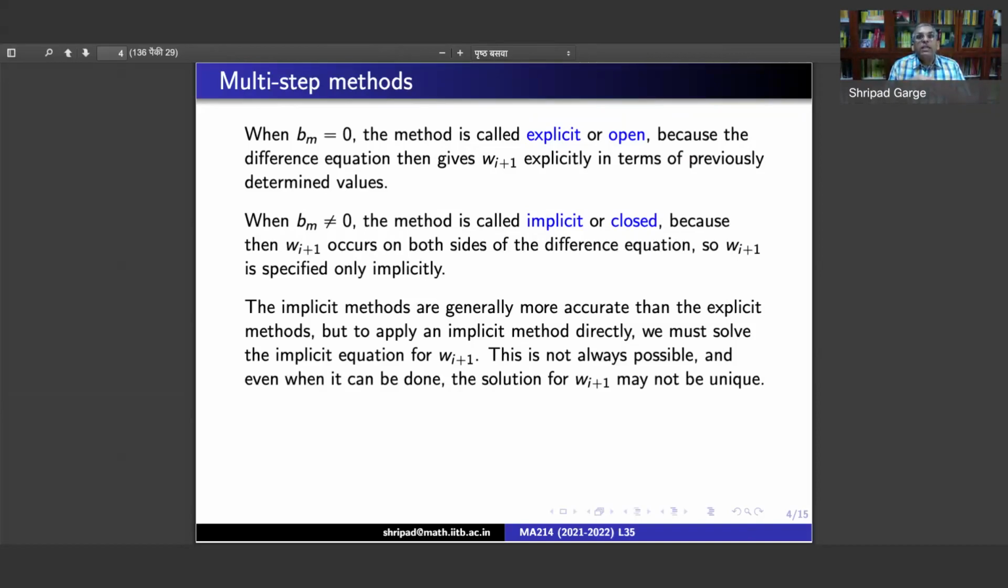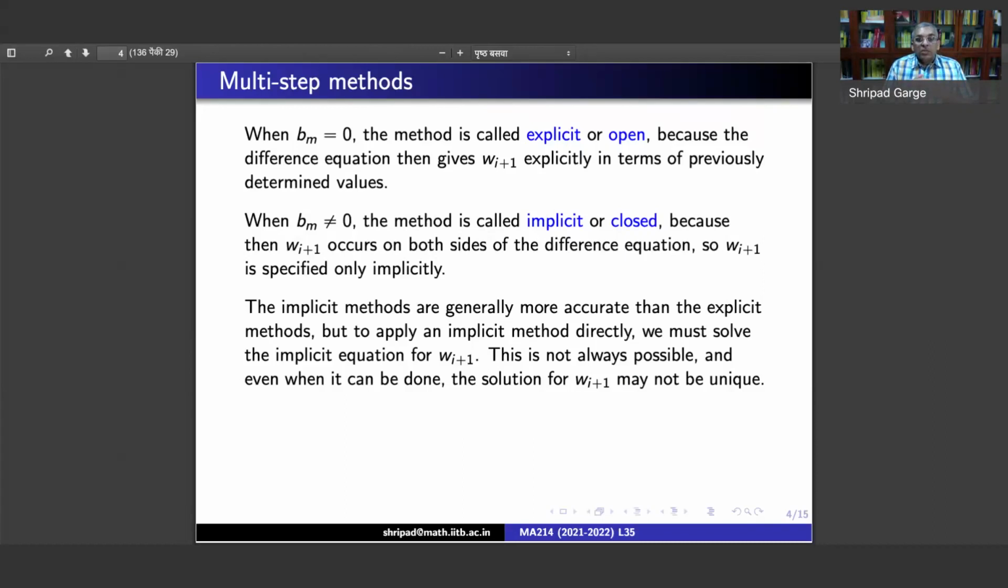Imagine that you have a degree 2 polynomial in w_{i+1}, so ultimately you will have a quadratic in w_{i+1}, which by solving gives you two possible values for w_{i+1}. So those are the problems with the implicit method. However, when we use them, we will see that the accuracy of these methods is much better.